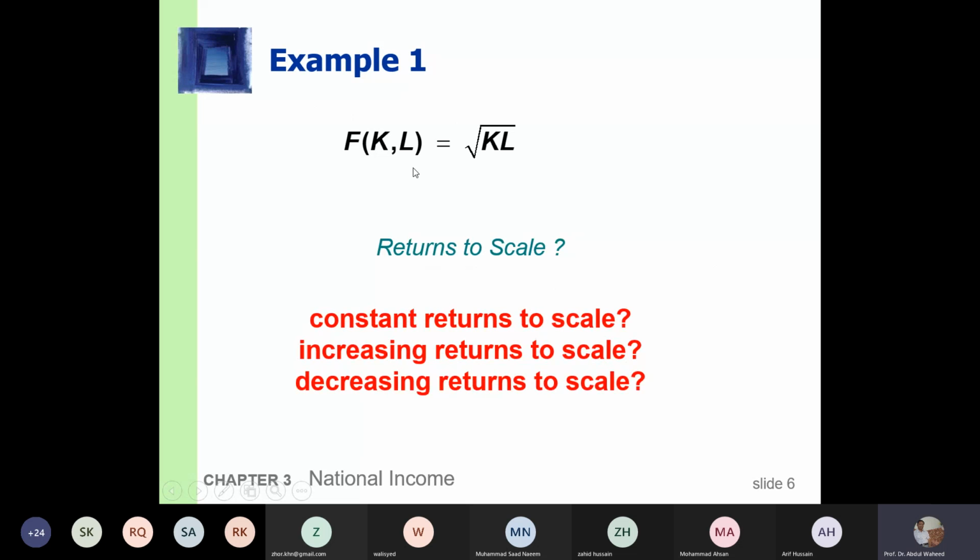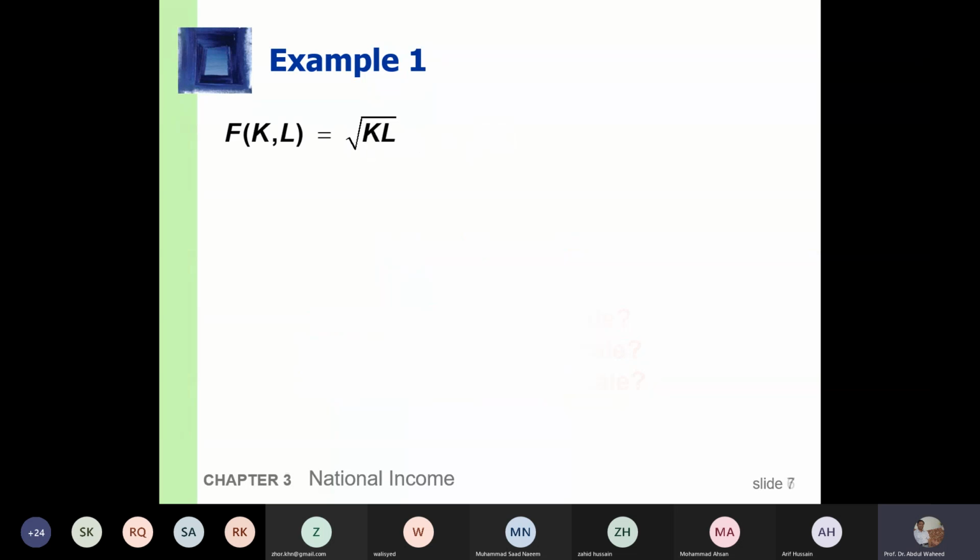Okay, I will show you. This is the production function. If we increase K by Z and L by Z, what do you think? Will output increase by Z, or by some more than Z, or less than Z? Any idea? No idea? Okay, let me show you here.